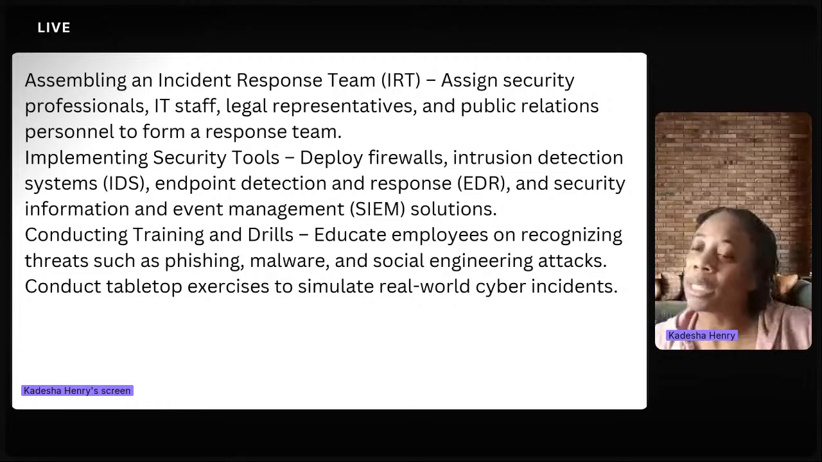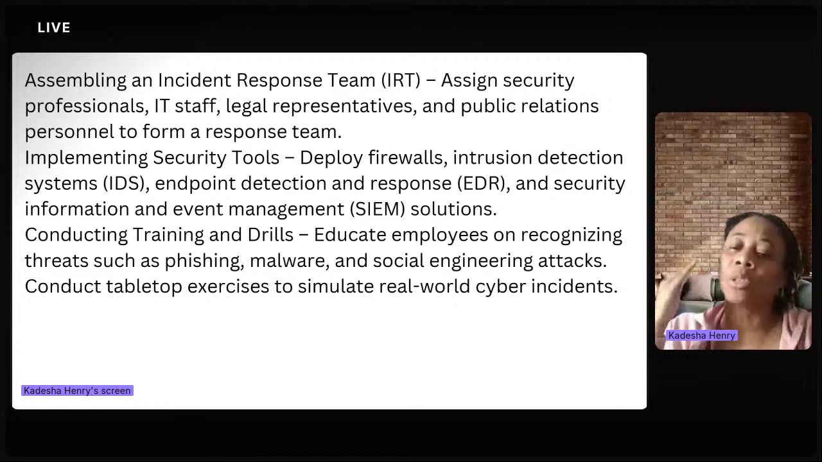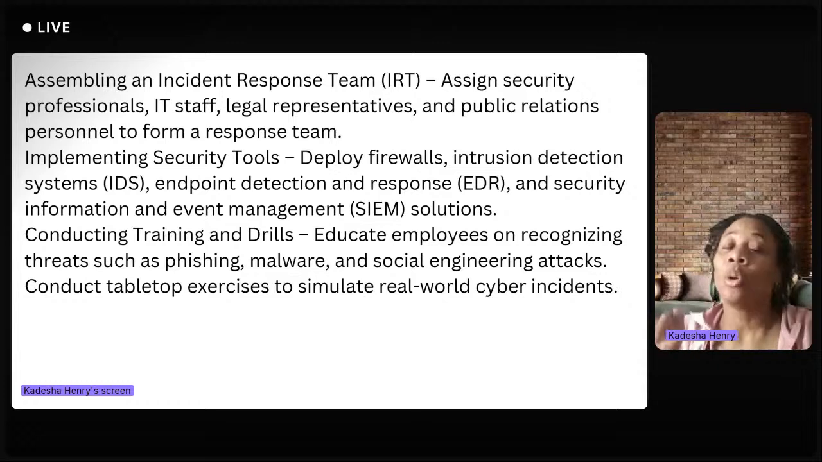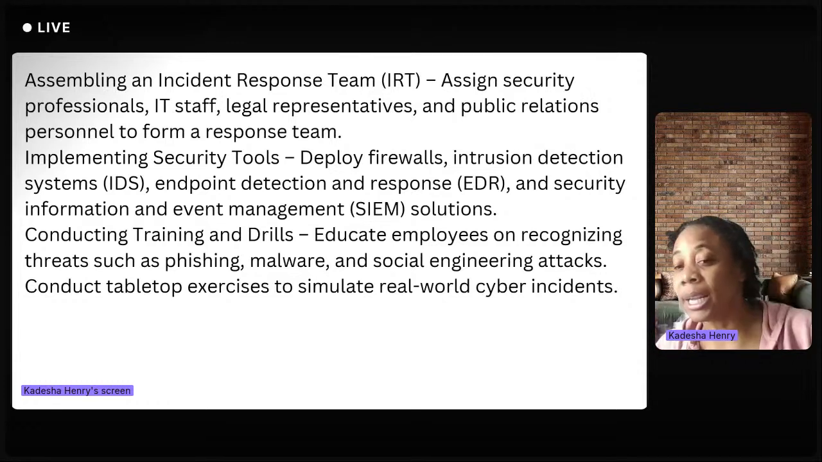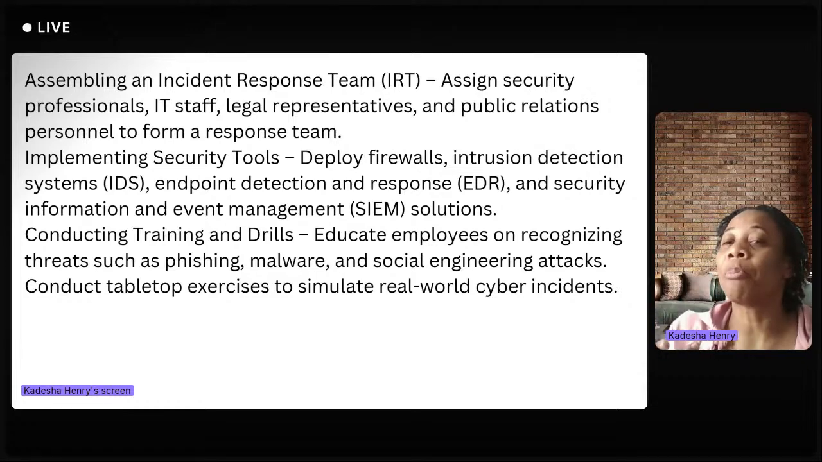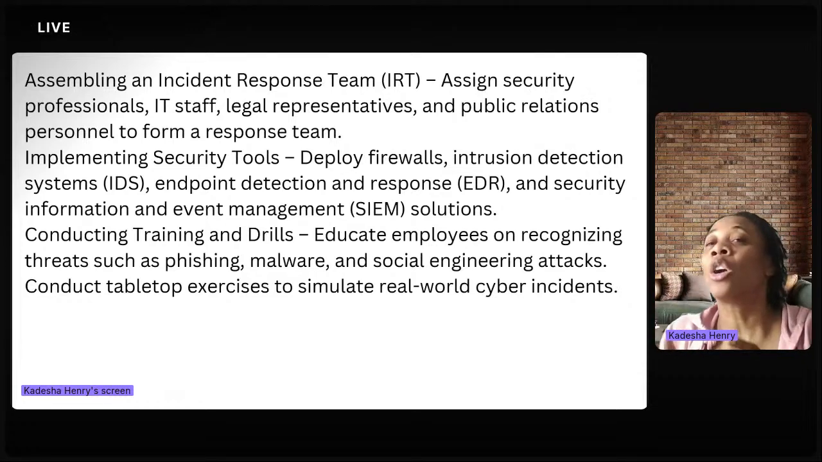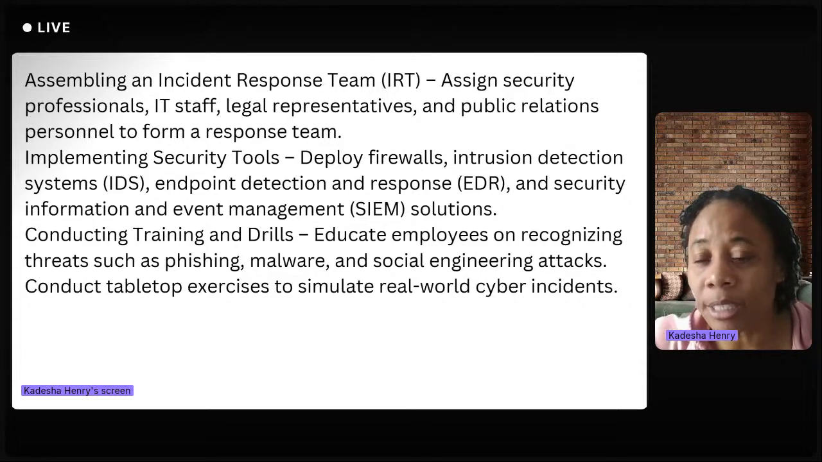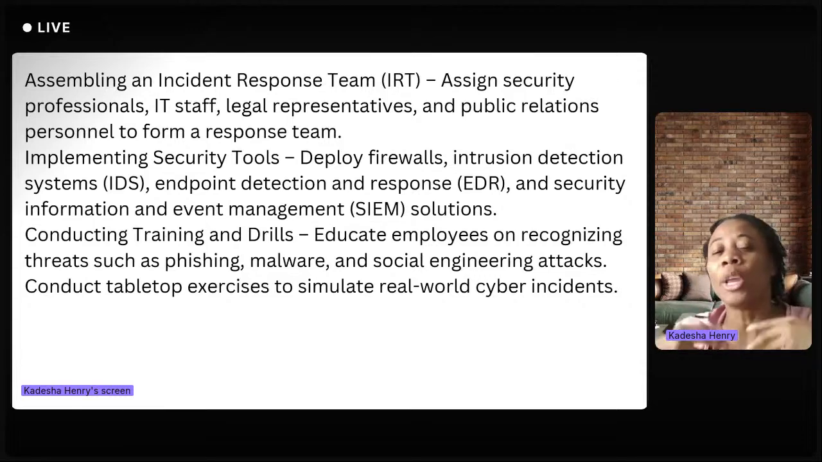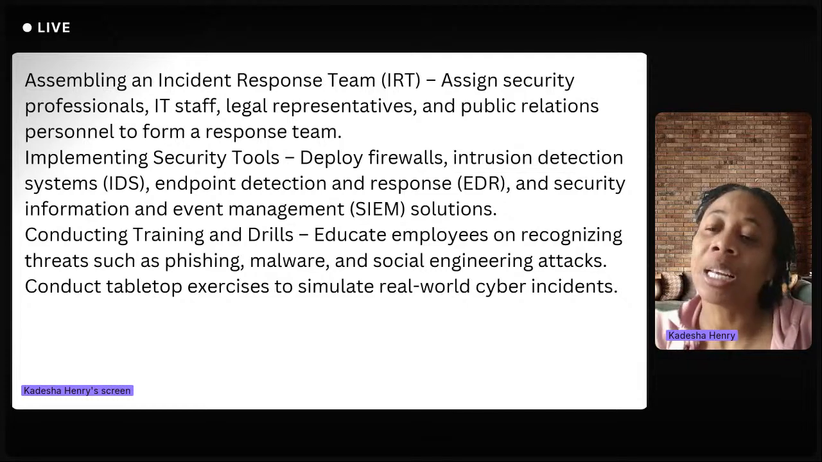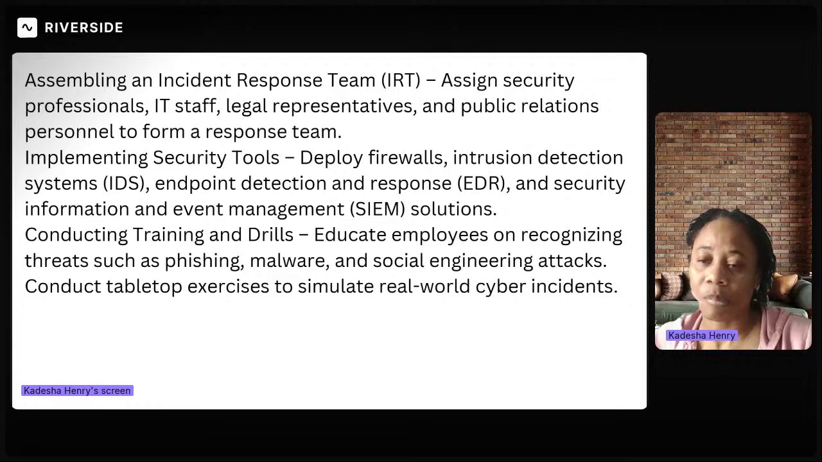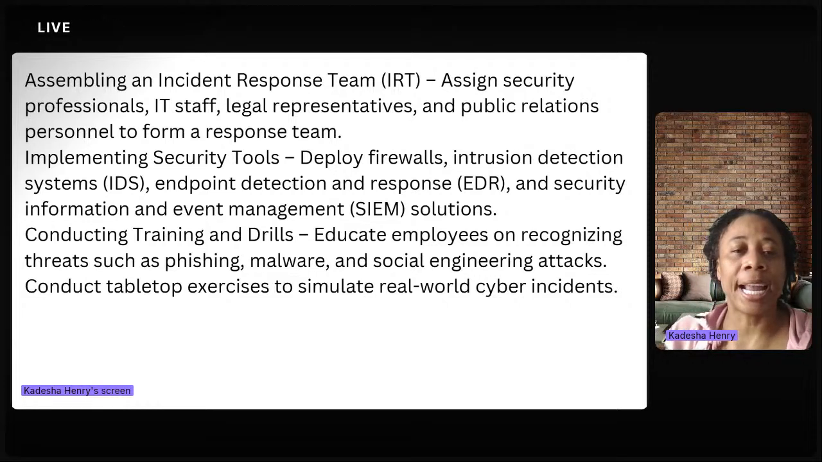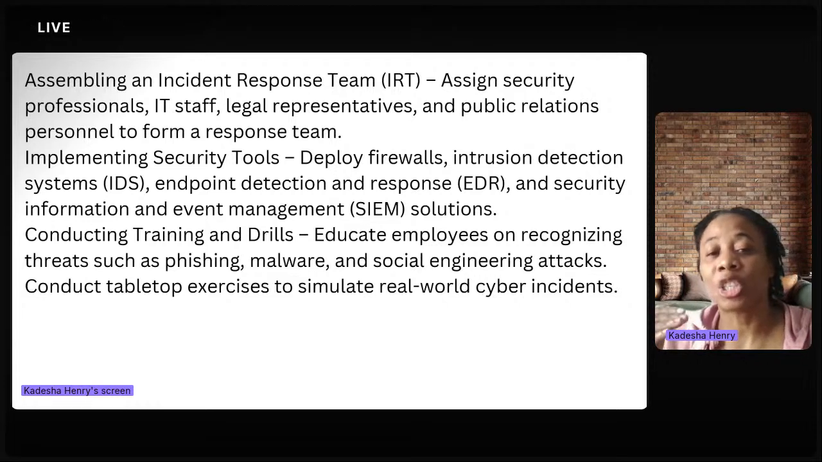Who is going to be on the team? We need people from IT. We need people from the cybersecurity team. We need people from the legal team. We need public relations people, because all of these are going to be the ones creating a part of the incident response plan, so we know what to do in case of an incident, right?